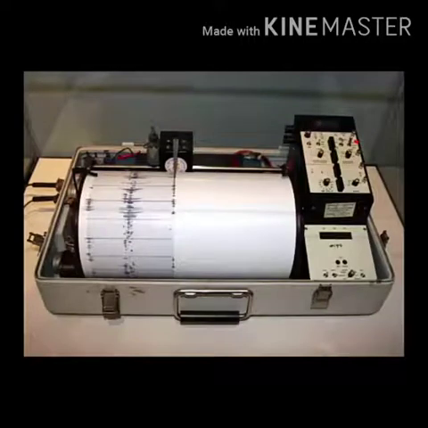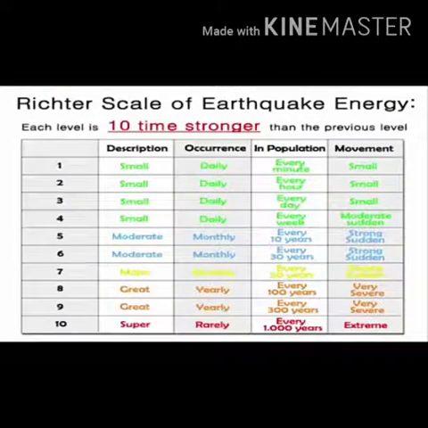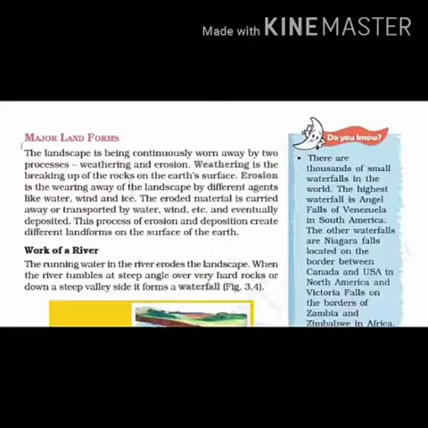An earthquake is measured with a machine called a seismograph. The magnitude of the earthquake is measured on the Richter scale. Any magnitude higher than 7.0 is classified as a major earthquake. On this page we'll read about the major landforms.